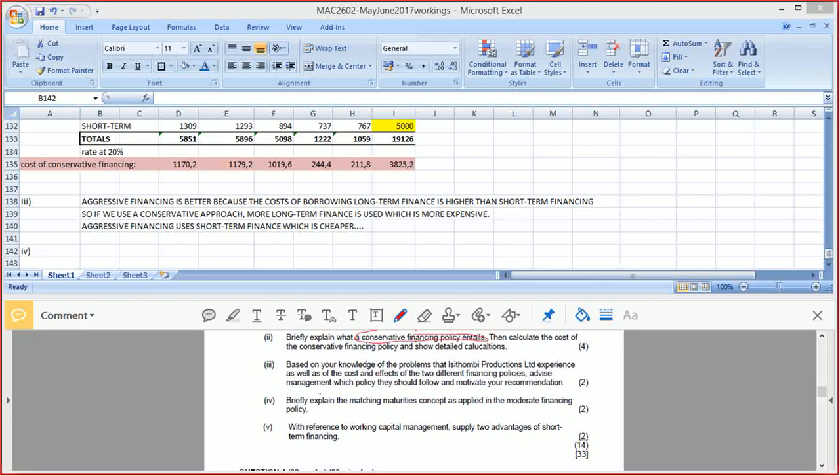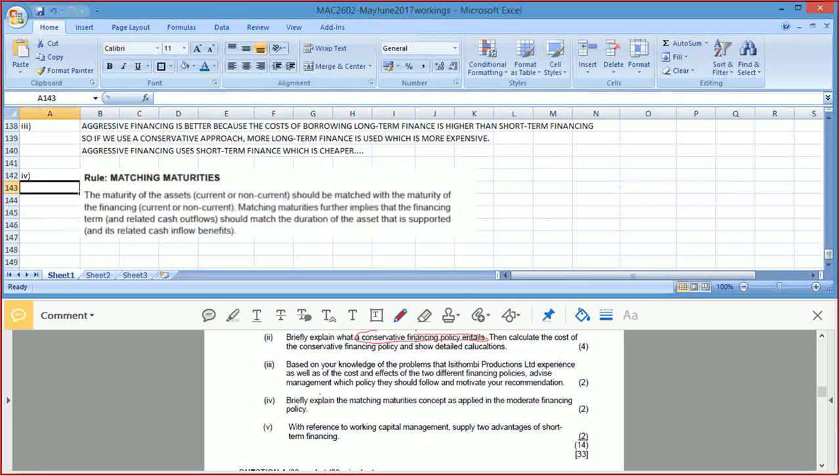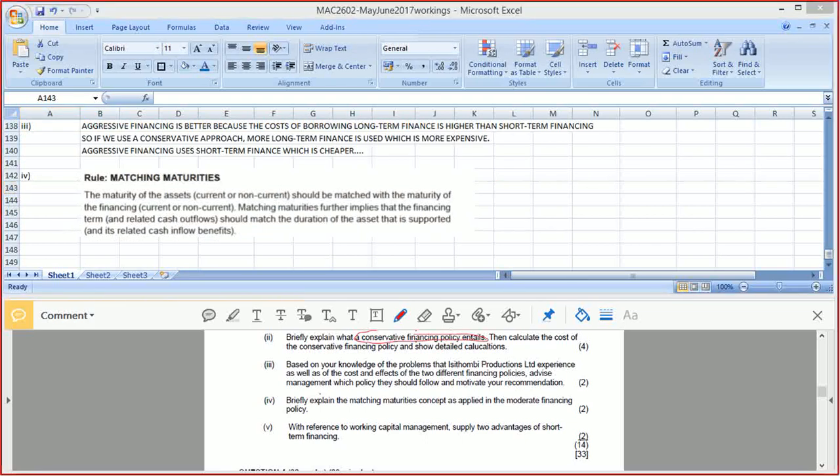Let's see, did they give you anything else? Matching maturity concepts. Okay, so what did they want here? Briefly say the matching maturities concept as applied to moderate. Okay, moderate financing though. Okay, so this is short term. Okay, well here's the basic rule. Let's copy this. Okay, so let's describe it first of all. Okay, this comes from the textbook. What page is this on? I got this from page 69.